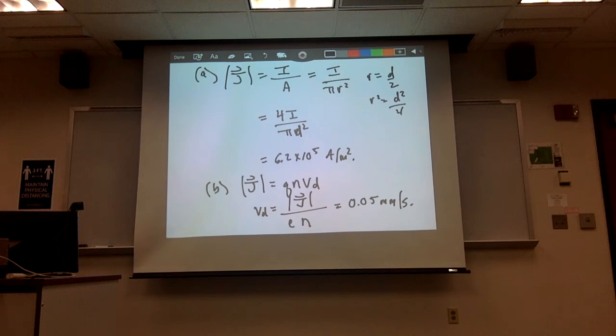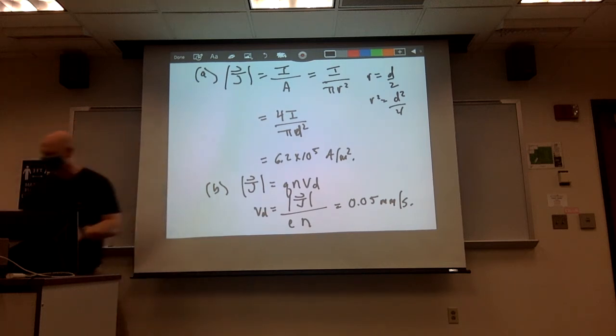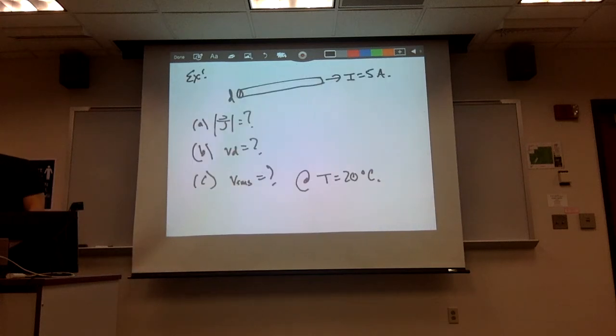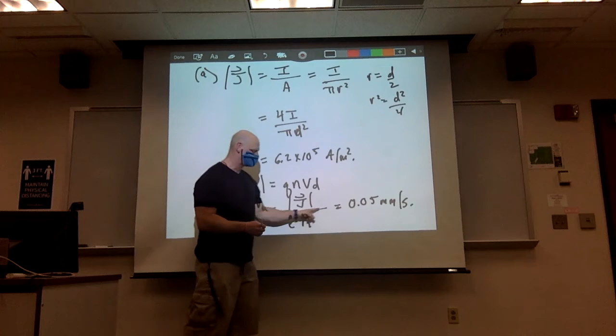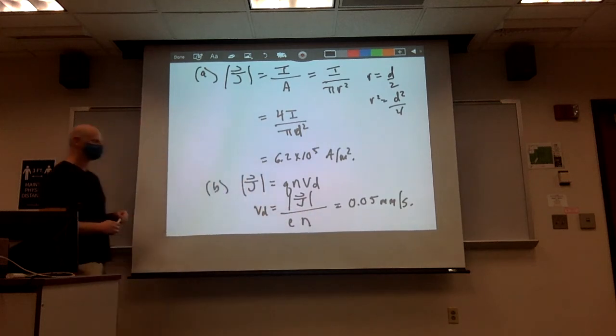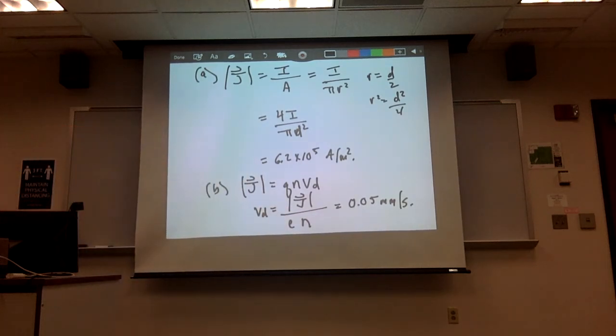So what does this say? This says that under this particular wire, where I have a current of 5 amps and a given diameter, the average velocity that the electrons are moving through this is about 0.05 millimeters per second. That is slow. It's really slow.